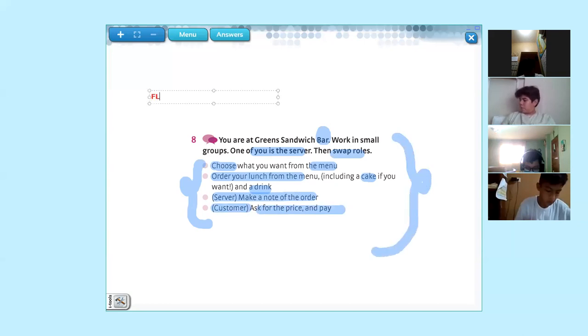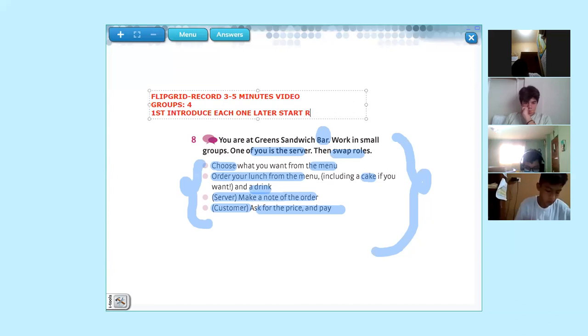You are going to work in Flipgrid. You are going to record your 3 to 5 minutes video. You are going to work in groups of 4. Obviously, first you are going to introduce each one in the video, and later start the role play.